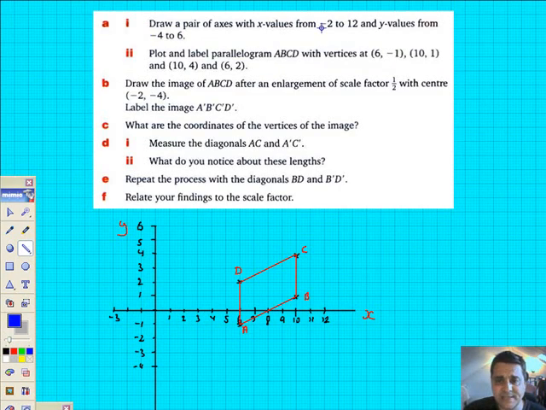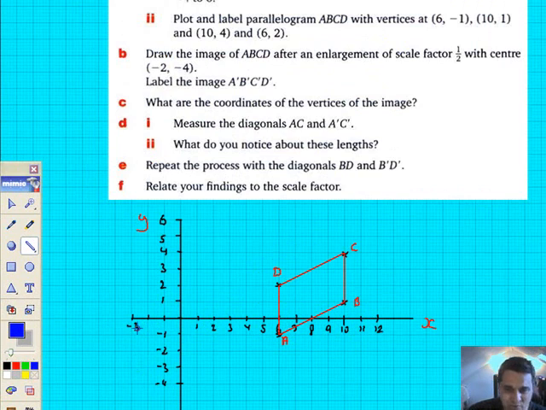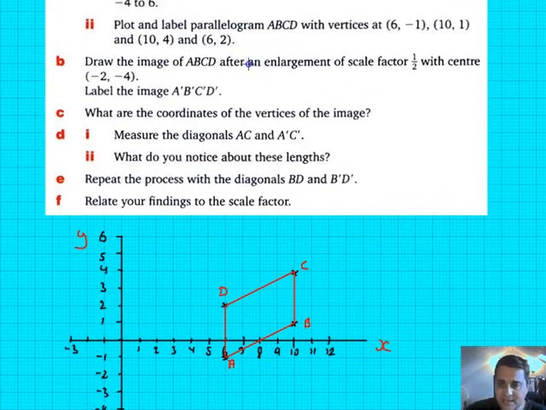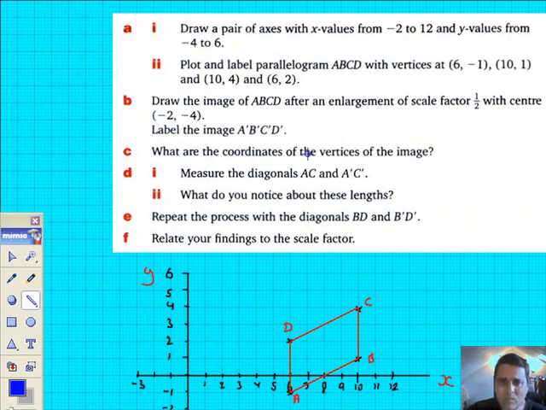It says draw a pair of axes for values of x from -2 to 12, so I've gone from -3 to 12 naturally, and y values from -4 to 6, and so I obeyed that one. I couldn't bear having a 2 there, it looks a bit too cramped, so that's essentially what I've done. Plot and label the parallelogram ABCD with these vertices, so A, B, C, D, that's the order in which they were given, and that's the order therefore in which I've labelled them. So ABCD, that's a lovely parallelogram.